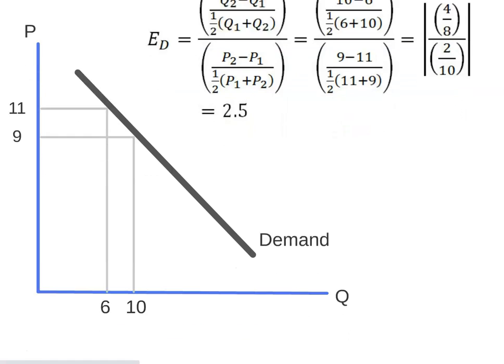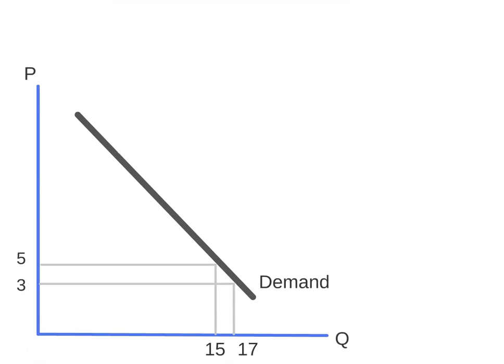So let's just say we have the same demand curve we had before, but we want to find the elasticity of demand between two different points. Here we've got a point of a price of $5 corresponding to a quantity demanded of 15, and a price of $3 corresponding to a quantity demanded of 17.